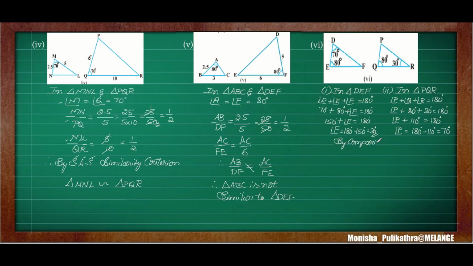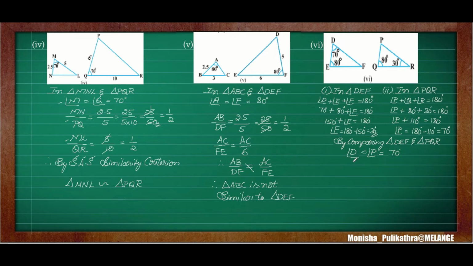So by comparing triangle DEF and triangle PQR, what will we obtain? First is angle D. Angle D is equal to angle P. Why? Because both will be 70 degree. Angle P we have already calculated, angle P is 70 degree. Here angle D is 70 degree.